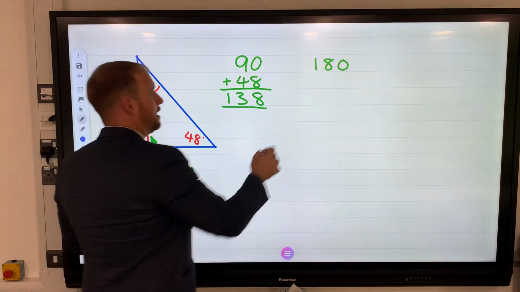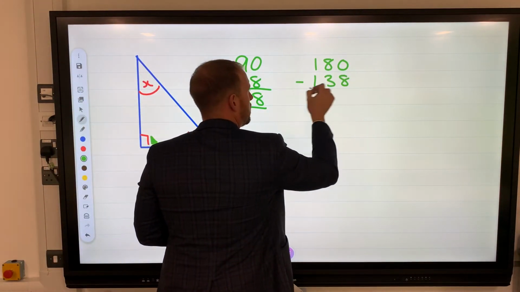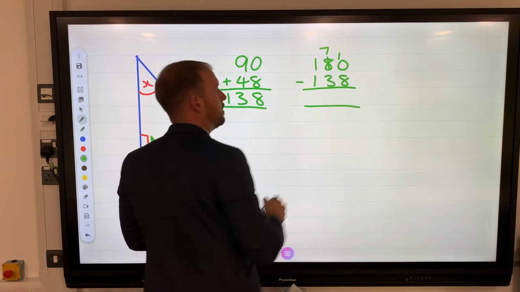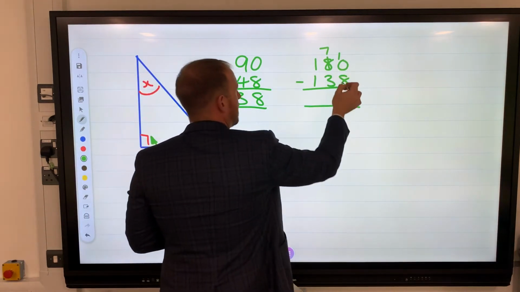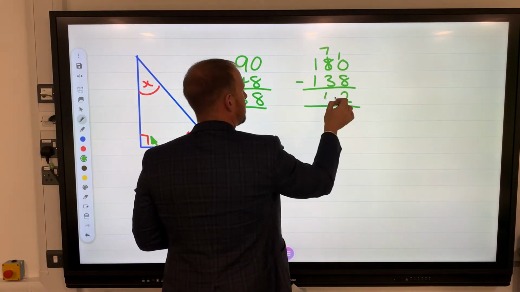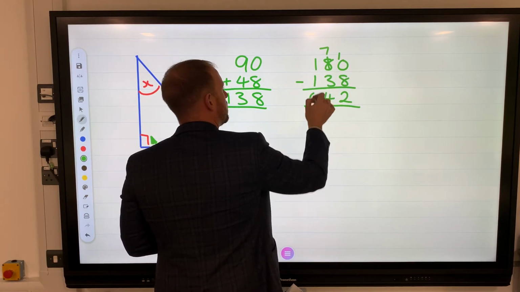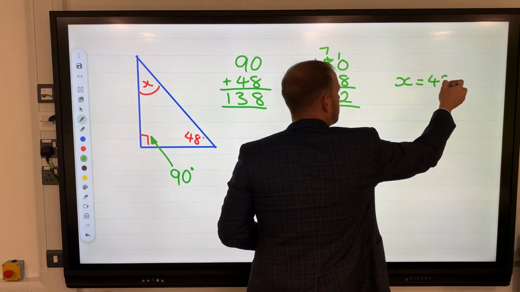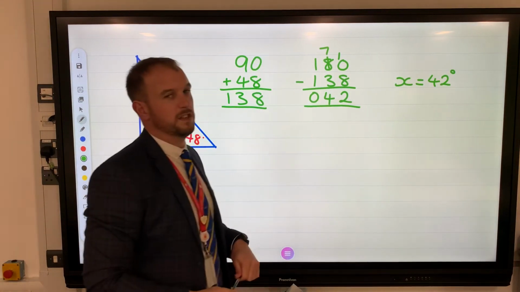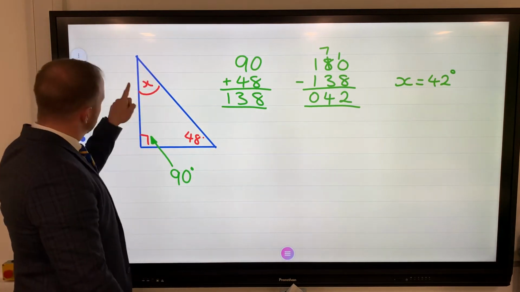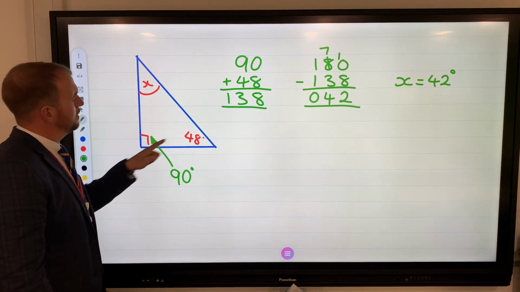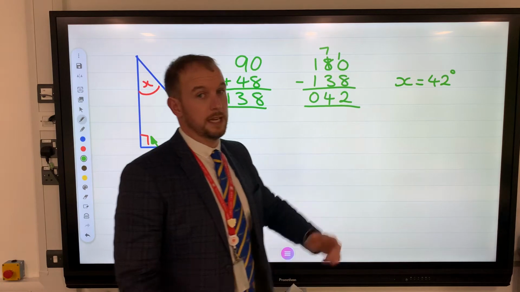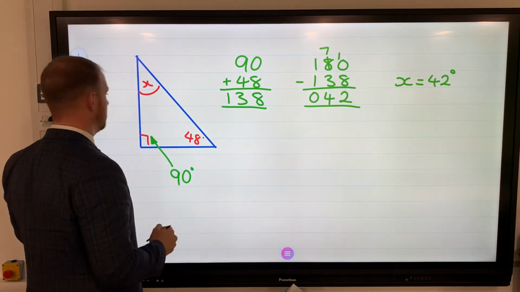Remember our maths fact? We're going to subtract the 138. 0 take away 8, we can't do it, so we need to borrow from next door. 10 take away 8 is 2, 7 take away 3 is 4, 1 take away 1 is 0. So x equals 42 degrees. Don't forget your units of measurement on the end. So I've added up the two angles that they've given us, and then subtracted that total from 180, and it works like that every single time.